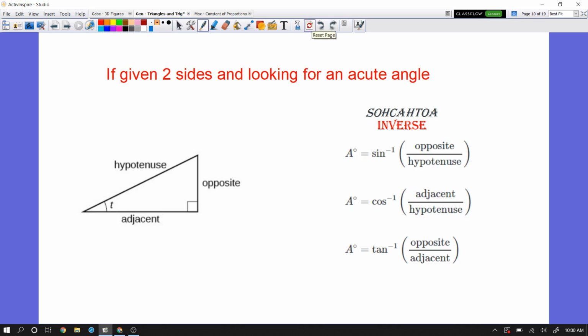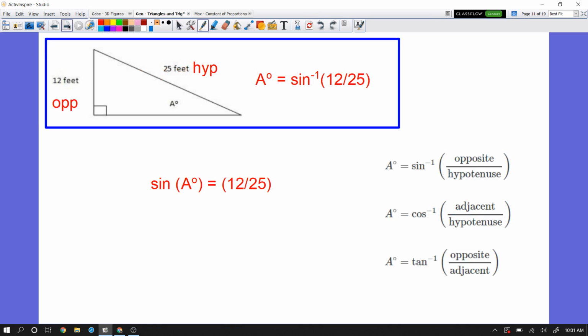On the other one, the inverse of the inverse, sine, cosine, and tangent, you're given an angle measure and you're given a side. This is when you're given two sides looking for an angle. You can see that because you don't know the angle. So let's see how this actually breaks down.